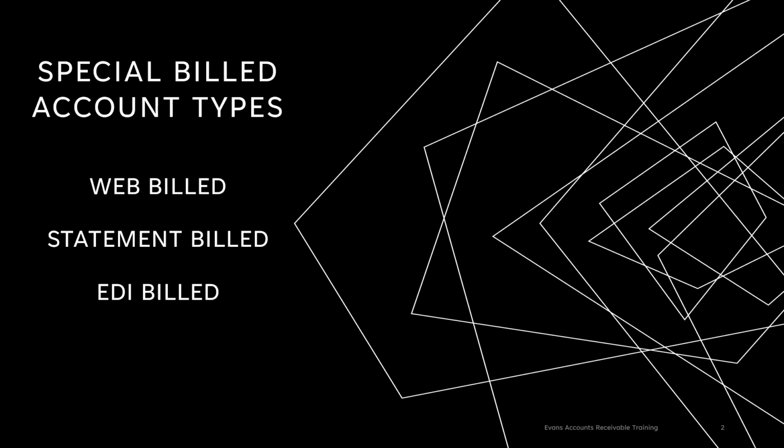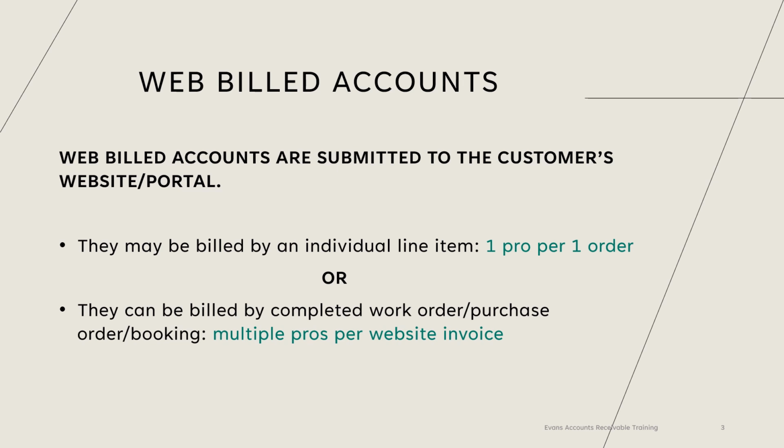There are three different types of special billed accounts: web billed, statement billed, and EDI billed. Web billed accounts are submitted to the customer's website or portal. They may be billed by individual line item, meaning one pro per one order, or they can be billed by completed work order, purchase order, or booking number, meaning multiple pros per website invoice.